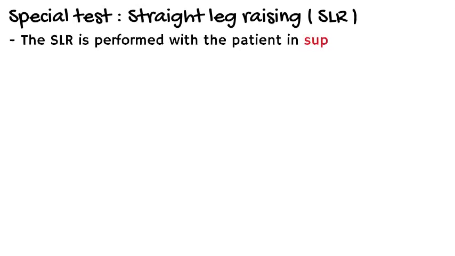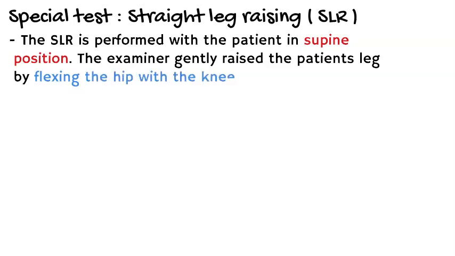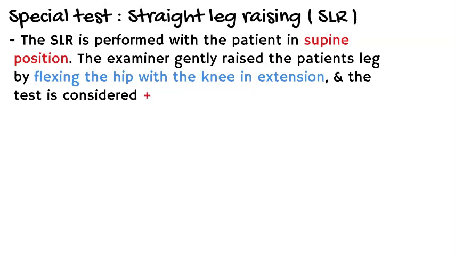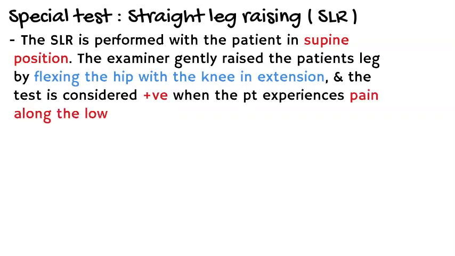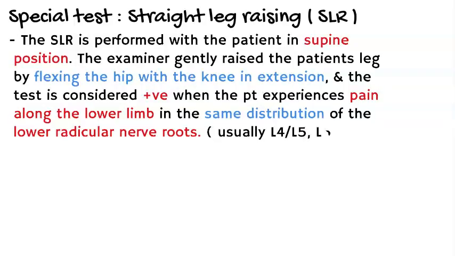The SLR is performed with the patient in supine position. The examiner gently raises the patient's leg by flexing the hip with the knee in extension, and the test is considered positive when the patient experiences pain along the lower limb in the same distribution of the lower radicular nerve root, usually L4, 5 or L5 S1 region.